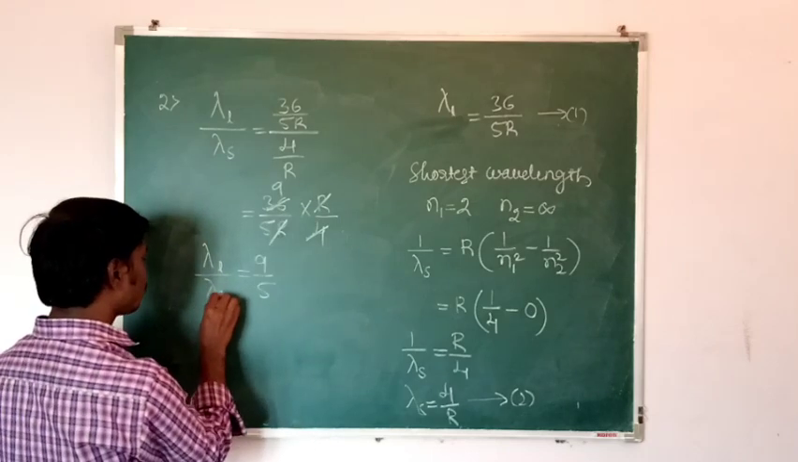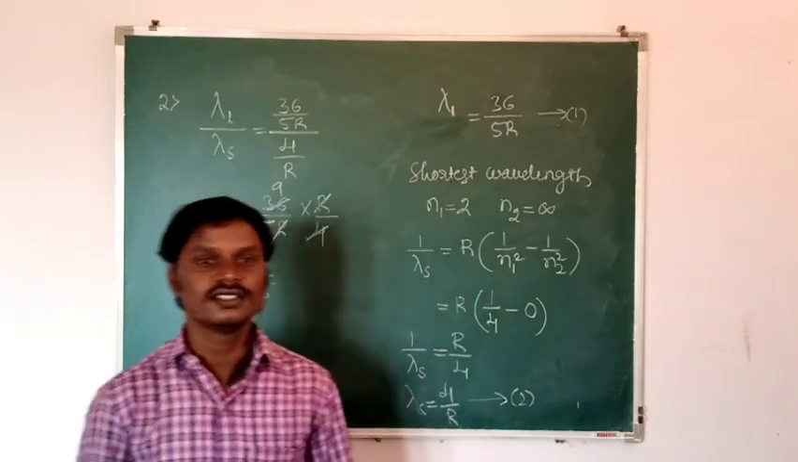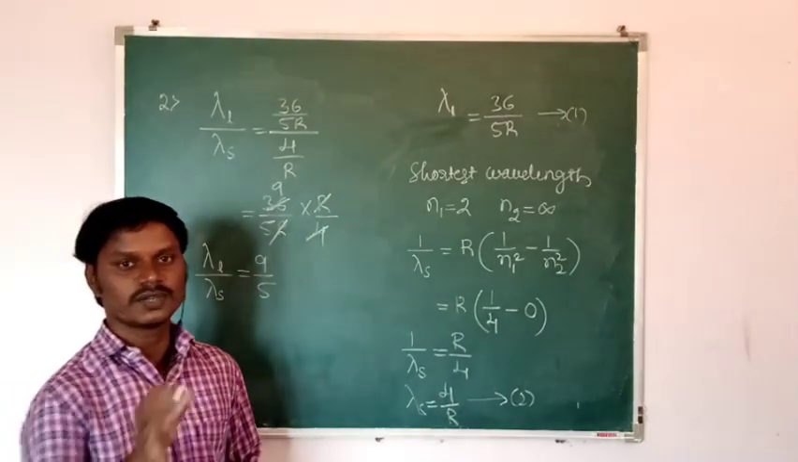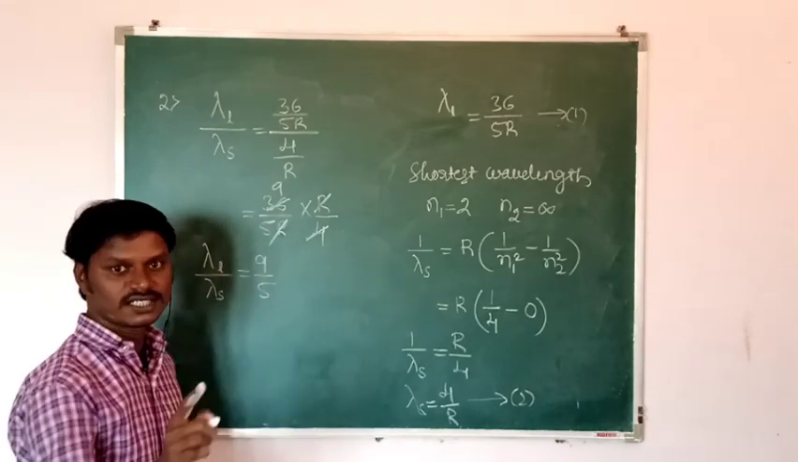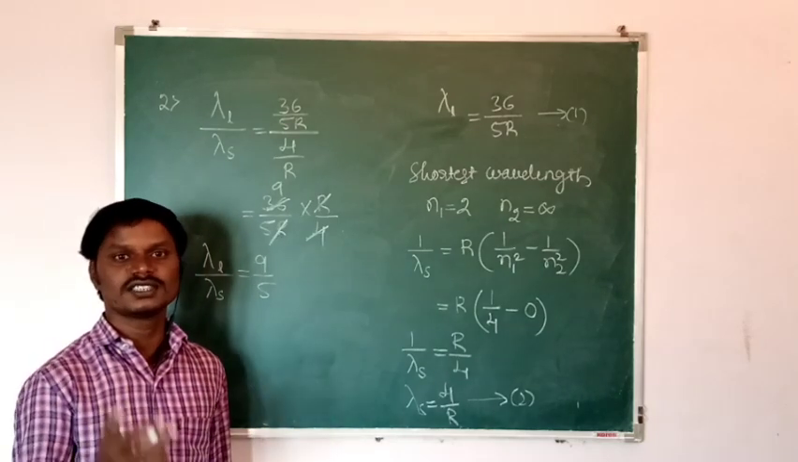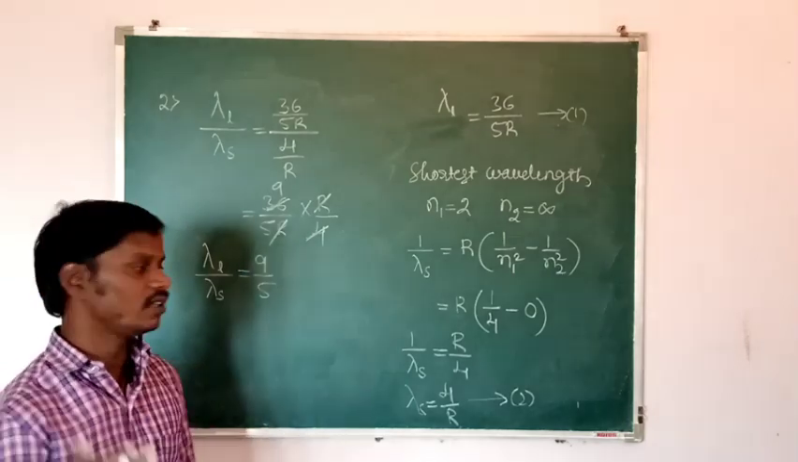So try yourself in case of Lyman series, Paschen series, Brackett series, and also Pfund series. So find the ratio of largest wavelength and shortest wavelength in Lyman series. Okay, this is the work for you. And find the ratio of largest wavelength and shortest wavelength in case of Paschen series, Brackett series, and also Pfund series.